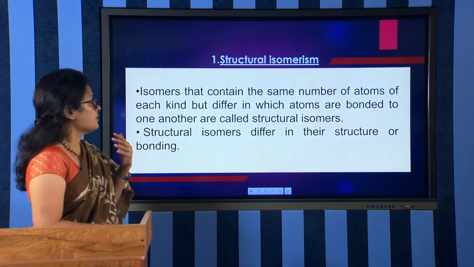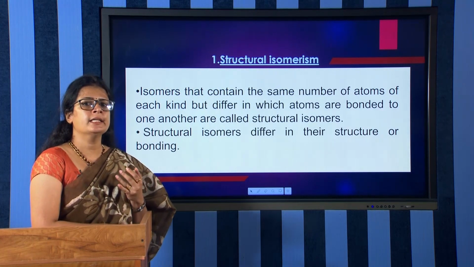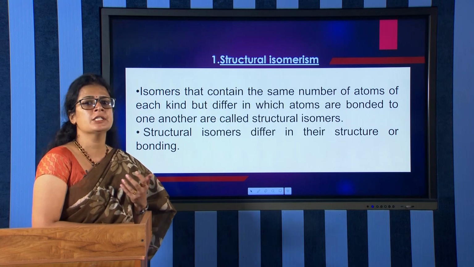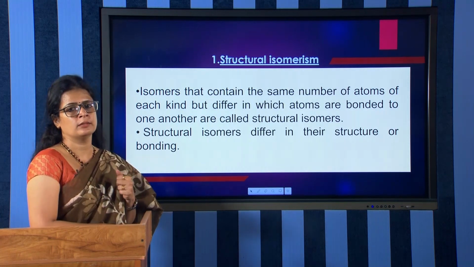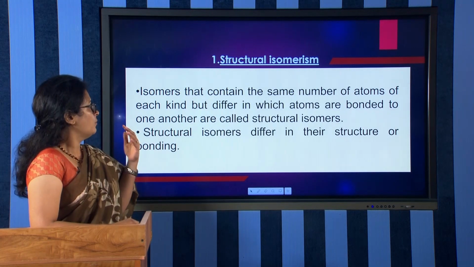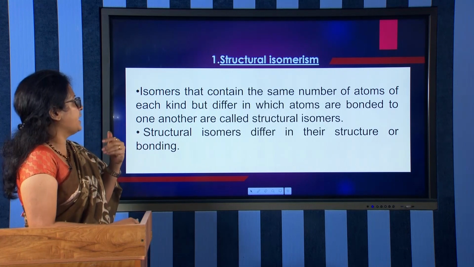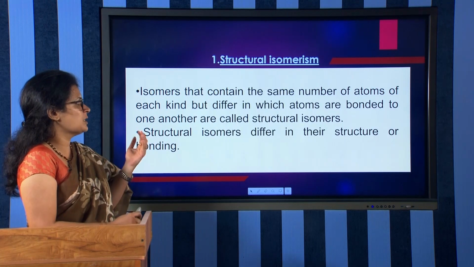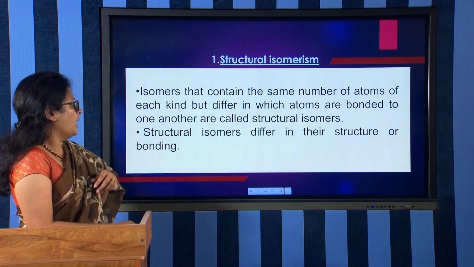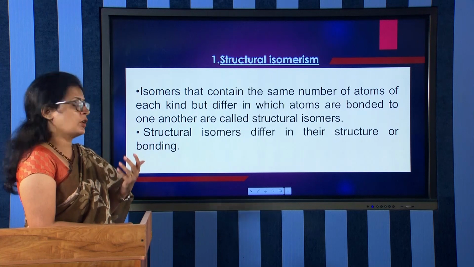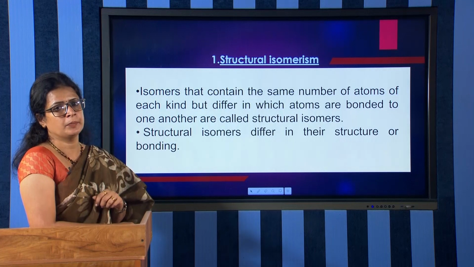And now, what is structural isomerism? Here the isomers contain the same number of atoms of each kind, but they differ in which atoms are bonded to one another. Okay. So, what is structural isomerism? In structural isomerism, the same number of atoms will be there, but the atoms will be bonded in a different manner, that is, structurally different. The structural isomers differ in their structure and bonding, that is the point that should be noted.